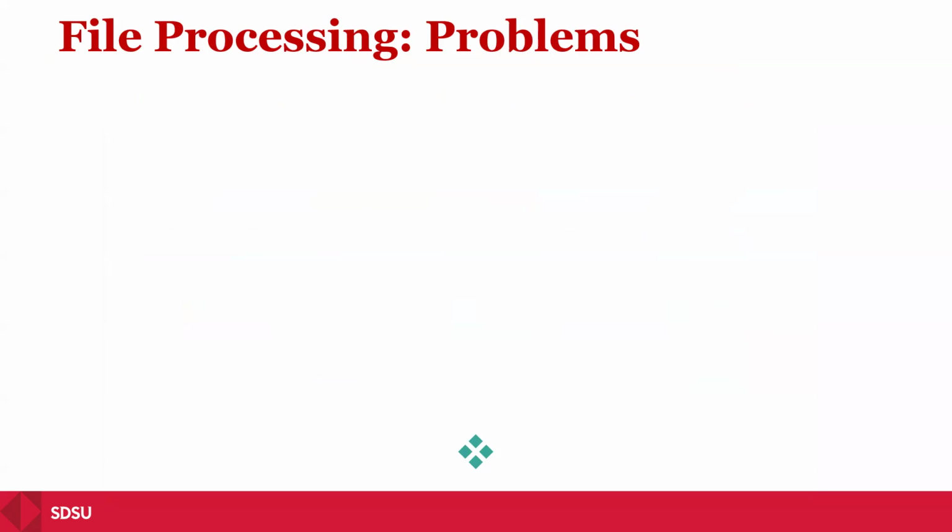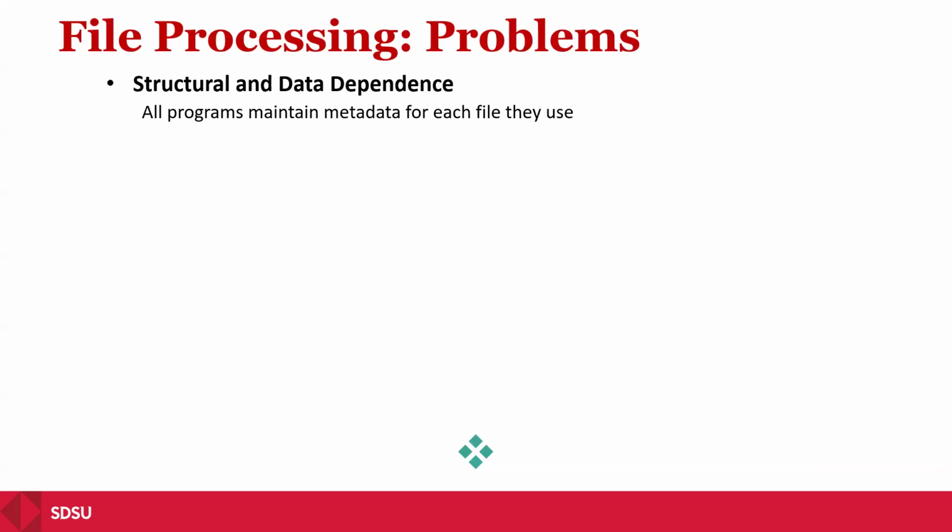As we looked at the previous image, you probably saw some similarities in the data file names. It clearly represents one of the problems that file processing systems present. So there are other problems. The first and biggest problem is structural and data dependence.